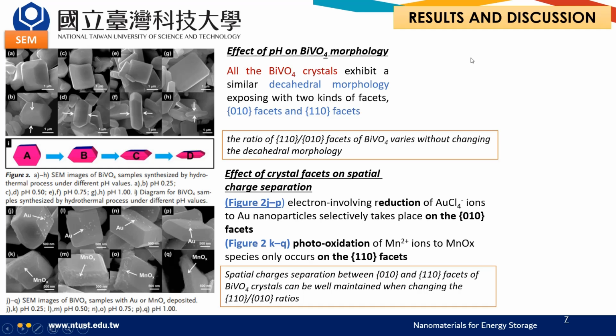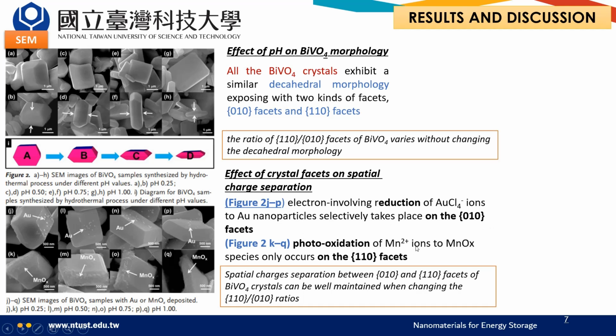So next is the result and discussion. From the SEM result, we see the effect of pH condition on the bismuth vanadate morphology. It is shown that all the bismuth vanadate crystals exhibit similar decahedral morphology, exposing two kinds of facets, 010 and 110, and it is successfully synthesized. From the figure below, we can see that all the crystal facets have spatial charge separation, while the reduction of AuCl4- ions to Au nanoparticles all takes place on the 010 facets.